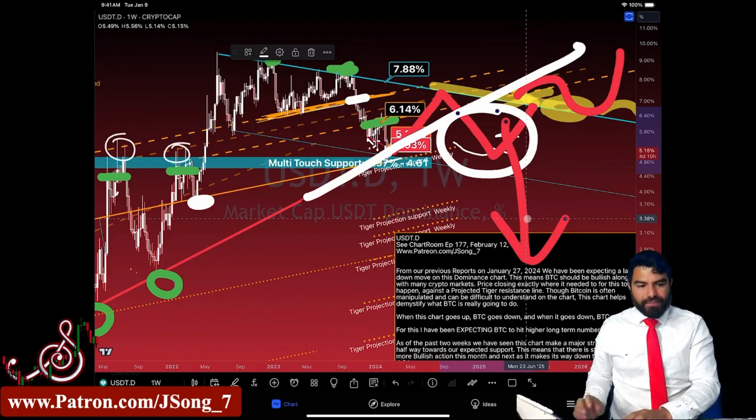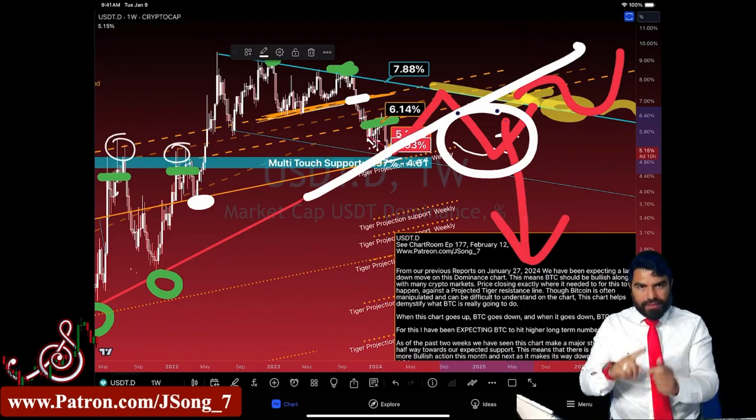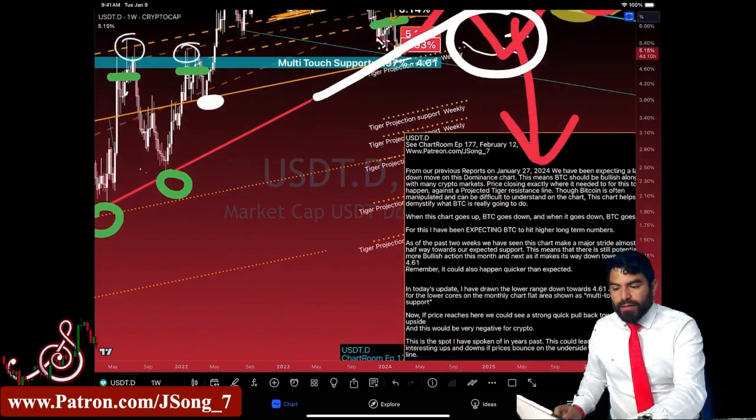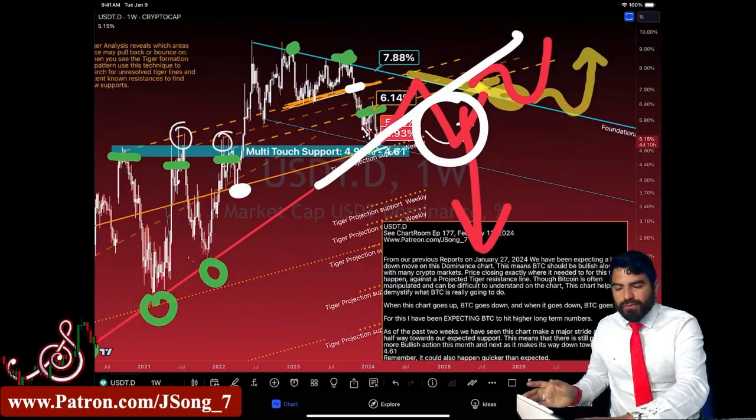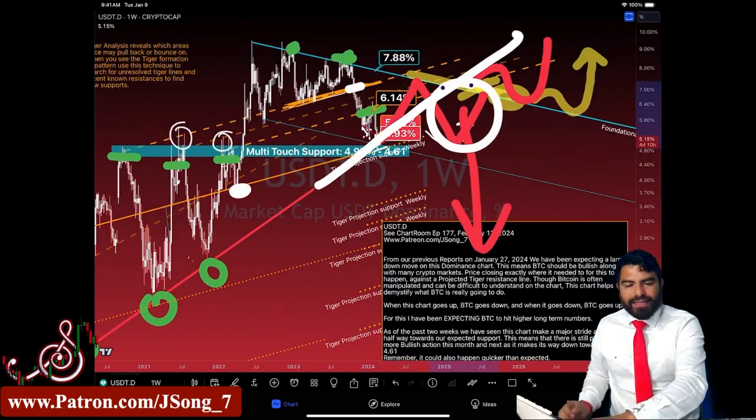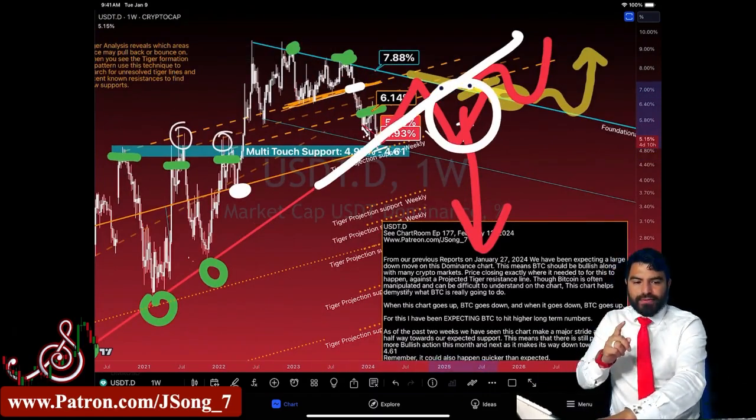It's in reverse. Because remember, when this chart goes up, Bitcoin goes down. When this chart goes down, Bitcoin goes up. So don't forget that. If we just phase through, that allows Bitcoin to hit very new highs.